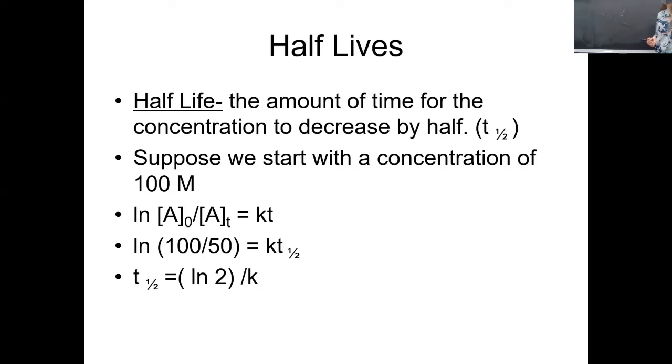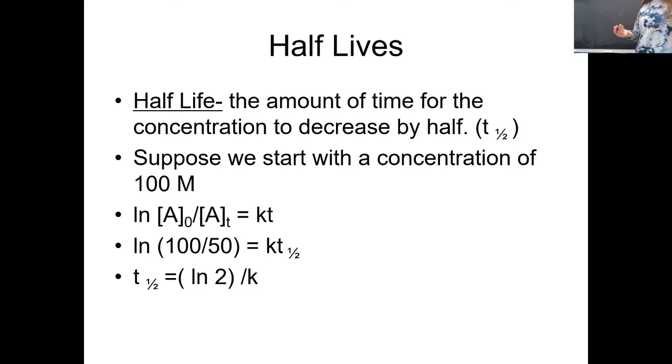Now, if I had started with 75 molar and put in half of that amount, or if I'd started with 4 molar and put 2 on the bottom, or if I'd started with 0.1 molar and put 0.05 on the bottom, would that have changed the natural log of 2? No, it just always is going to end up being natural log of 2. So this is a constant. That means that when I have a first order reaction, I don't need to know anything else about it. All I need to know is what k is, and I can figure out the half-life.